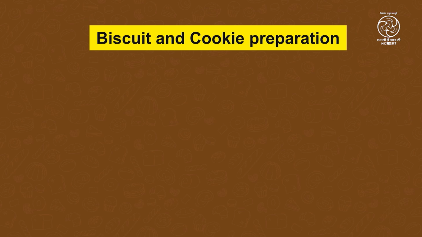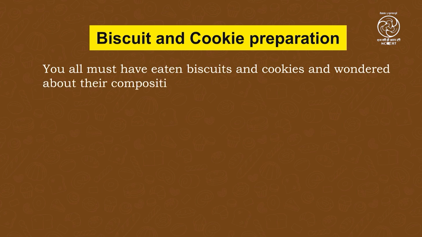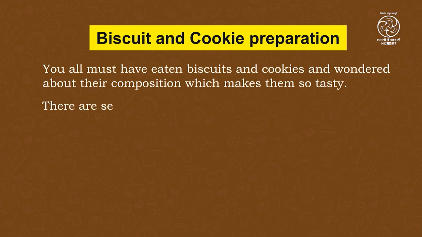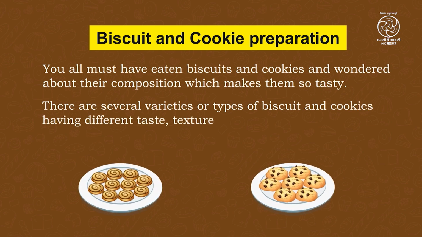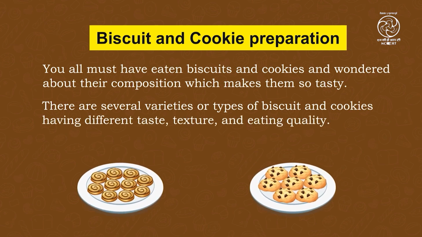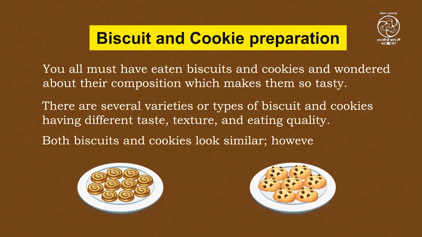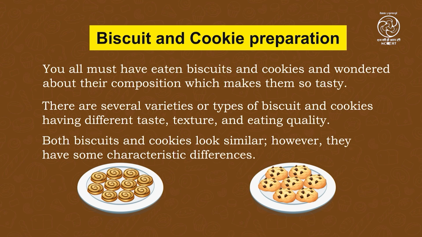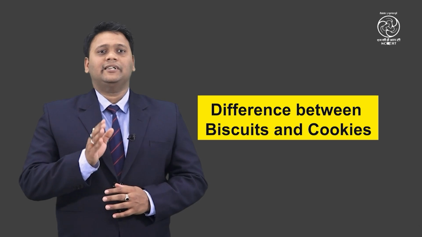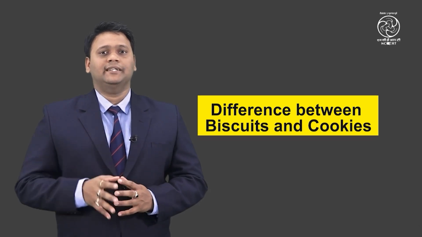Second is biscuit and cookie preparation. You all must have eaten biscuits and cookies and wondered about their composition, which makes them so tasty. There are several varieties or types of biscuit and cookie having different taste, texture and eating quality. Both biscuits and cookies look similar, however, they have some characteristic differences. Let us now see the difference between biscuit and cookies.